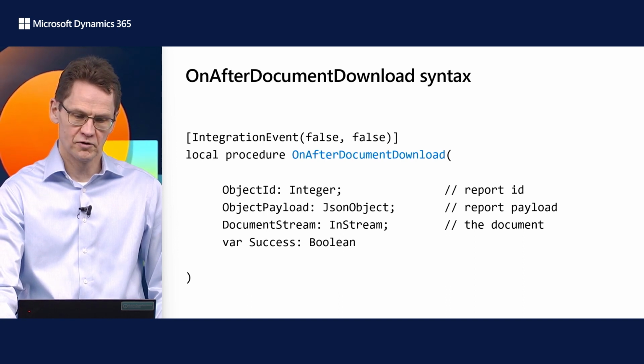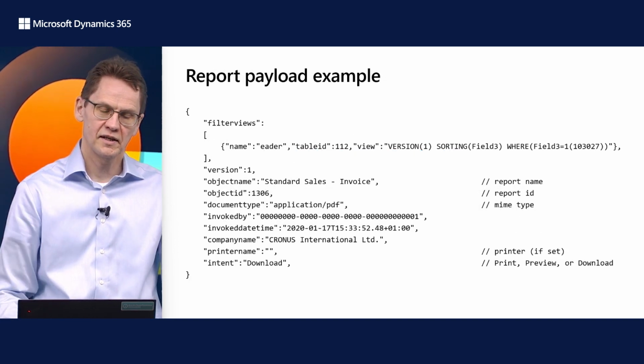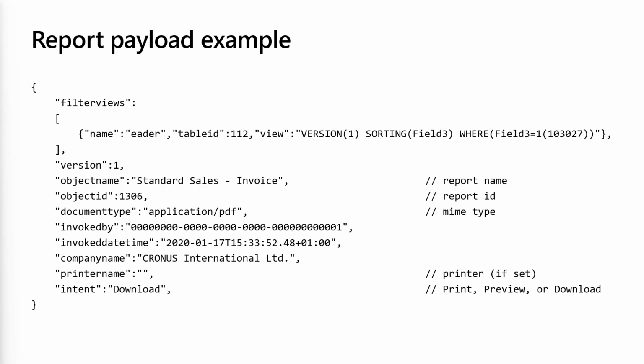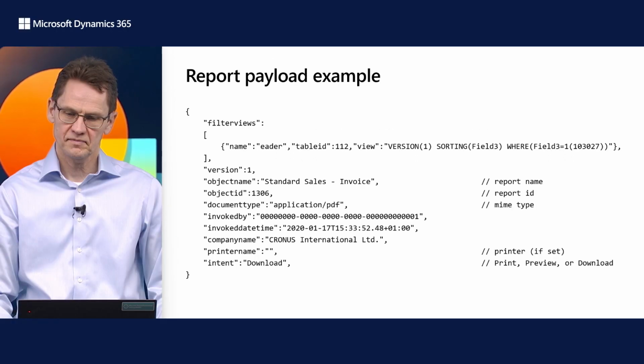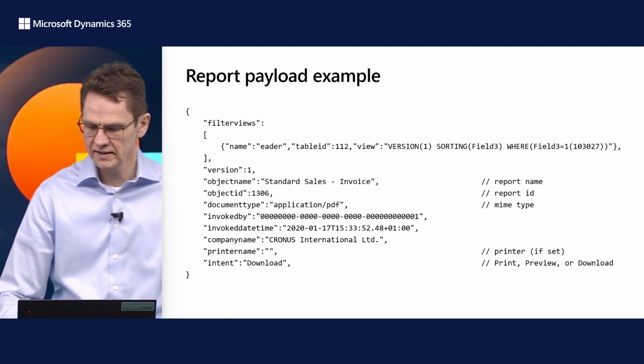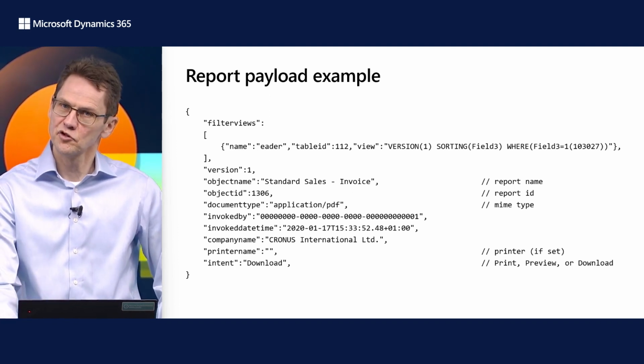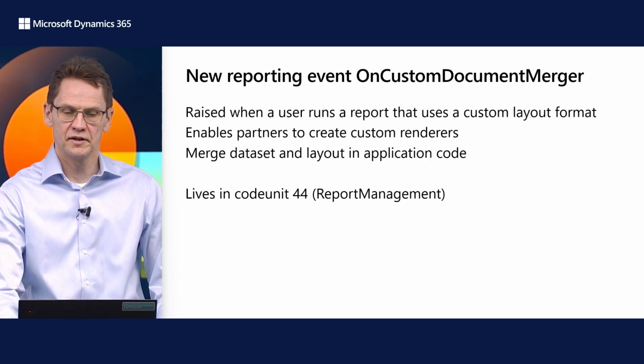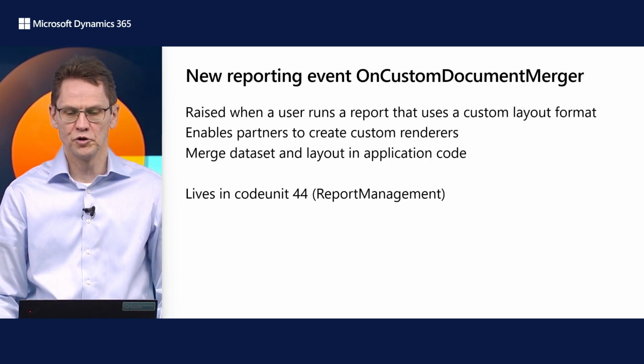The report payload is a JSON object that includes information about how the report was run, what filters it used, who invoked it, which company, what printer name was selected, etc. This is a JSON object, and we might add to the contents of this JSON document in future minor updates. Another event that we have added, which probably has a smaller audience, is the new OnCustomDocumentMerger event.